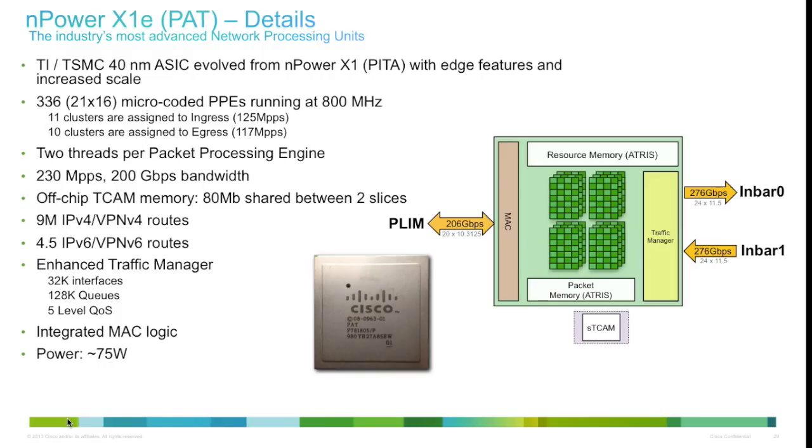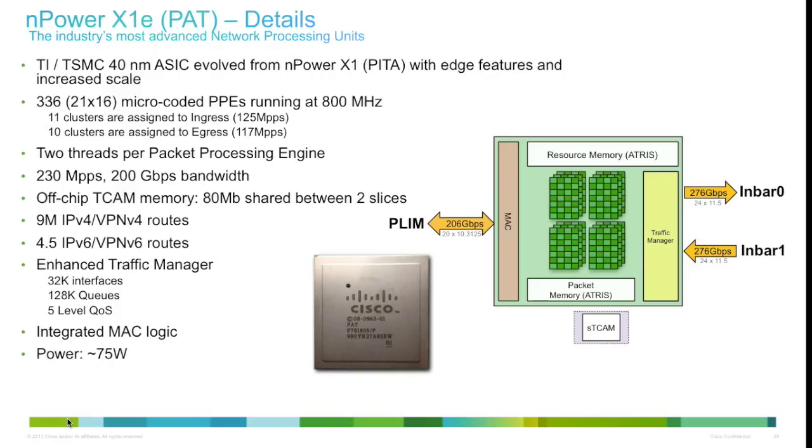It's an ASIC made based on Cisco design. It's a 40 nanometer ASIC, and we are sharing the same type of architecture as the other one, the nPower X1 used on NCS 6000. For each nPower X1E, we have 336 PPEs, packet processing engine.